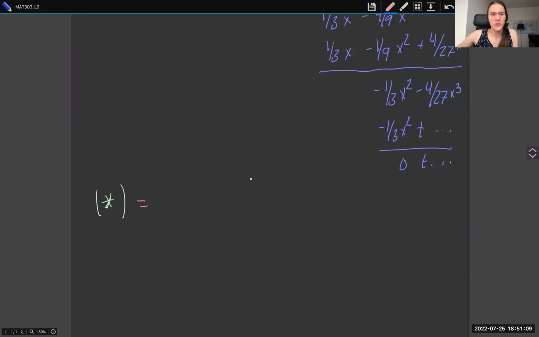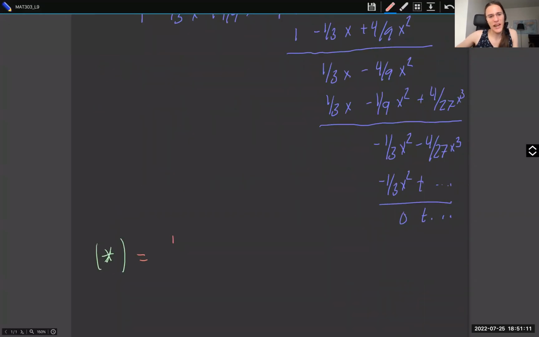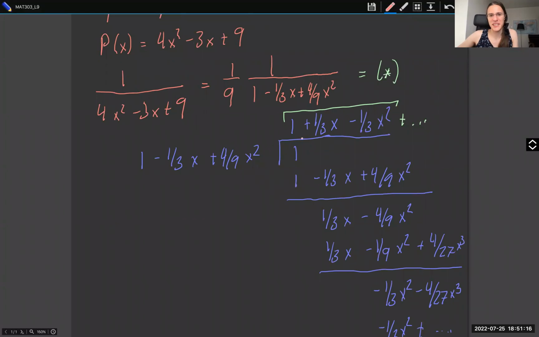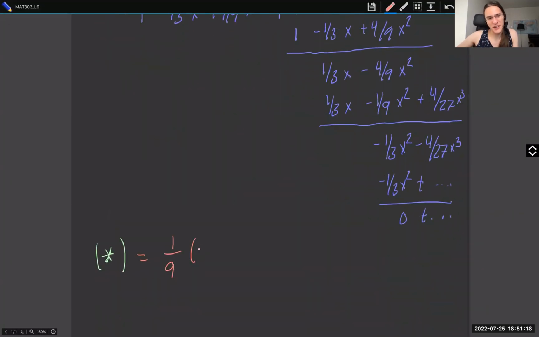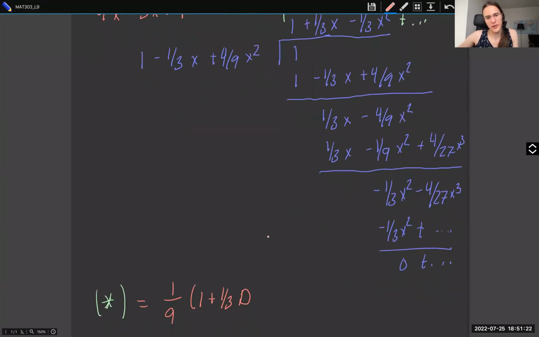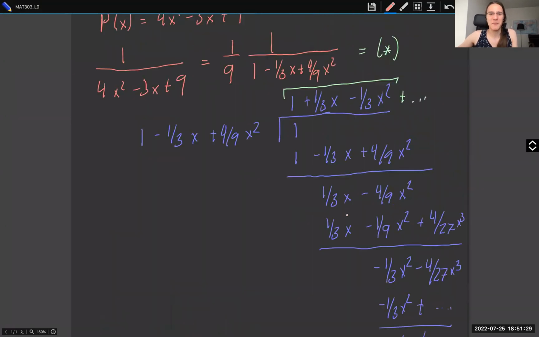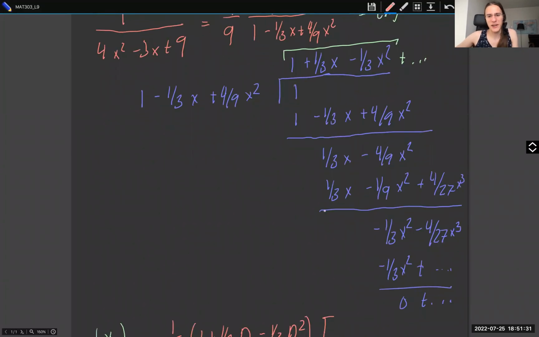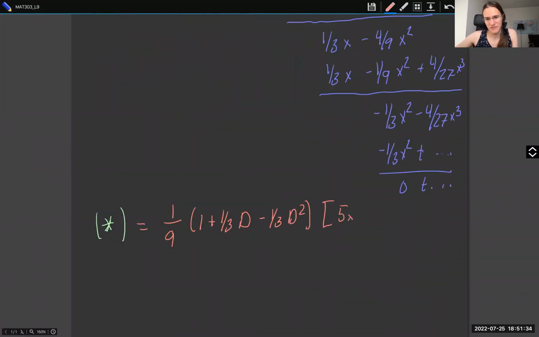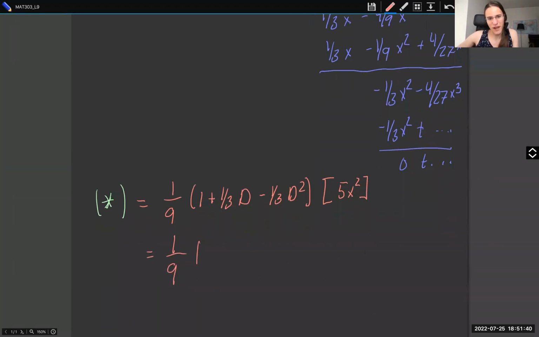As a result, we get that that is equal to 1/9 times this inverse, which is 1 plus 1/3 d minus 1/3 d squared, applied to 5x squared. And then we just do the differentiations. So here we get 5x squared.